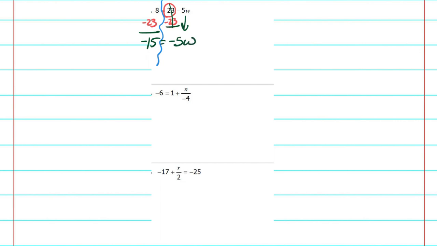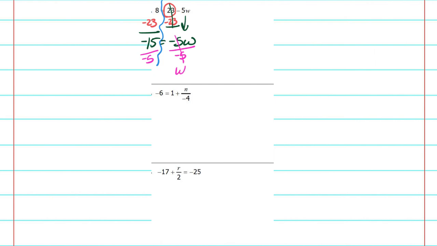Now, negative 5 is connected to w by multiplication. The inverse operation of multiplication is division. So I must divide both sides by negative 5. Divide by negative 5. Negative 5 divided by negative 5 will cancel out.